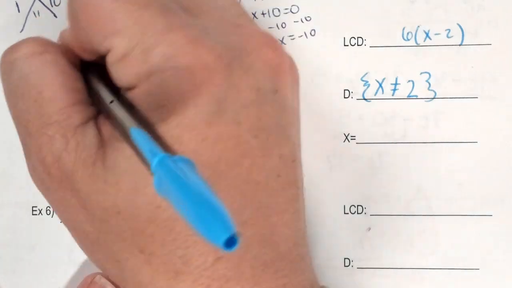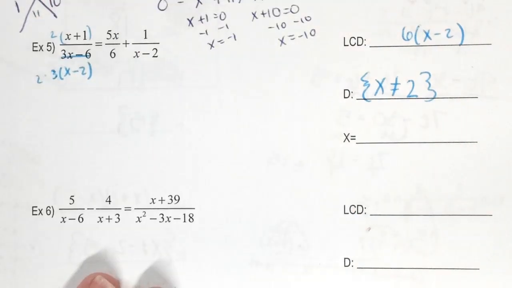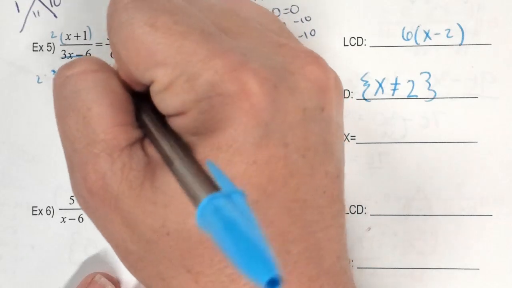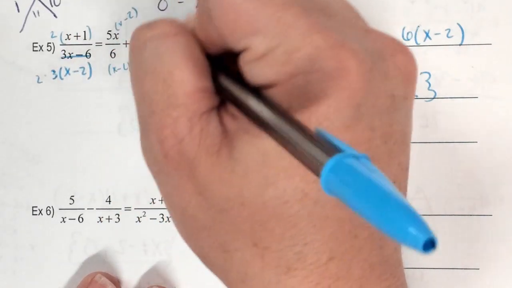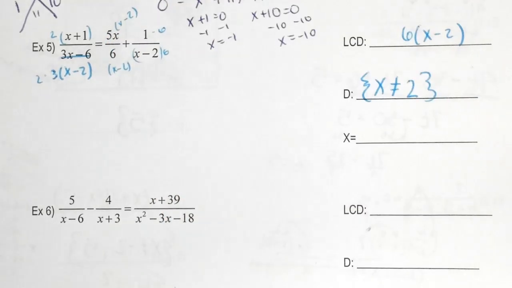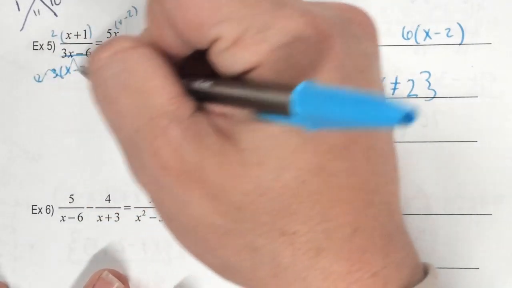So here I'm going to multiply by 2 on top and bottom. Here I'm going to multiply by x minus 2 on top and bottom. And here I'm going to multiply by 6 on top and bottom. Are all my denominators now 6 times x minus 2? Yes, so knowing that, I can cancel them.